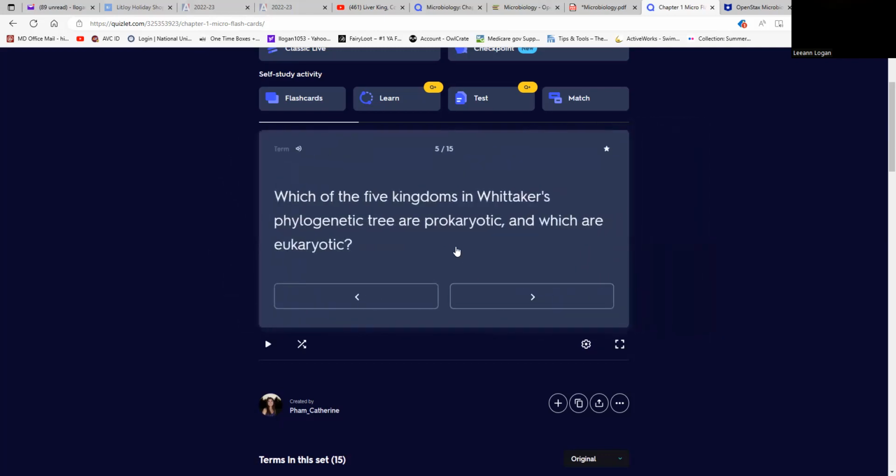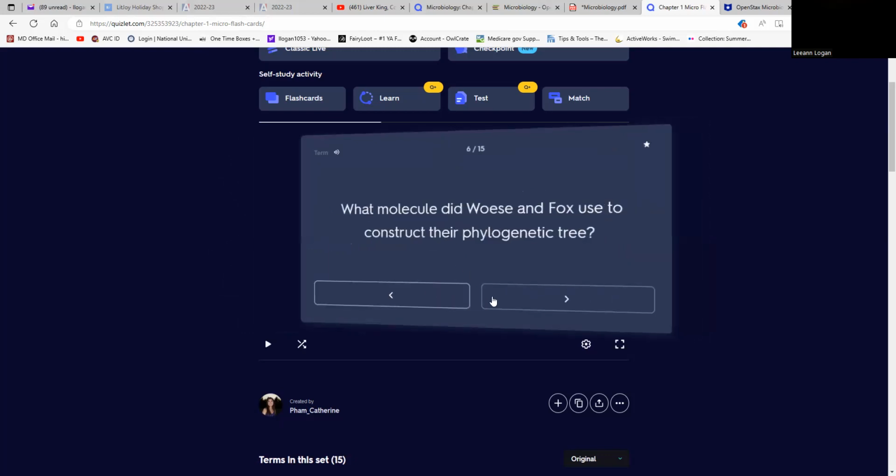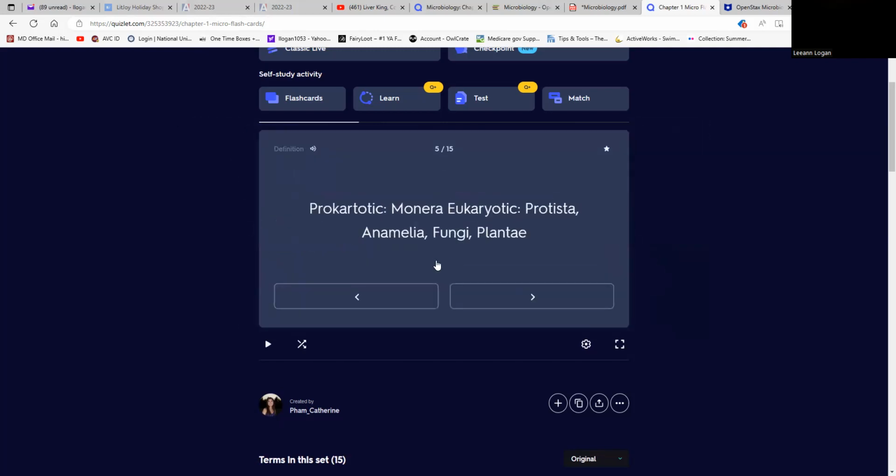Which of the 5 kingdoms in Whittaker's phylogenetic tree are prokaryotic and which are eukaryotic? Prokaryotic are the Monera. Eukaryotic are Protista, Animalia, Fungi, and Plantae. What molecule did Woese and Fox use to construct the phylogenetic tree? That would be the subunit RNA from different organisms.